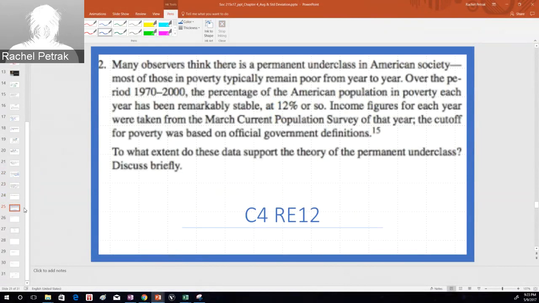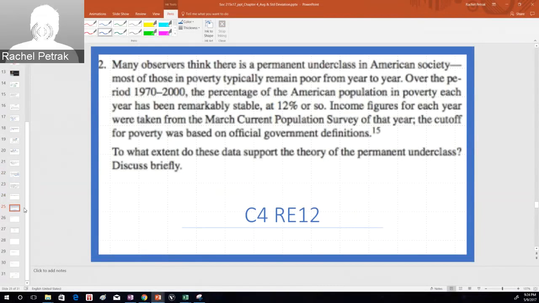And finally, last but not least, many observers think that there's a permanent underclass in American society. Most of those in poverty typically remain poor from year to year. Over the period of 1970 to 2000, the percentage of the American population in poverty each year has been remarkably stable at 12% or so. Income figures for each year were taken from the March current population survey of that year. The cutoff for poverty was based on official government definitions. To what extent do these data support the theory of the permanent underclass?